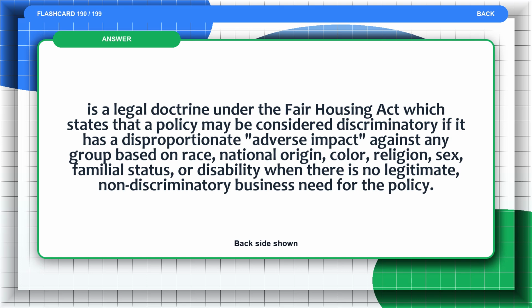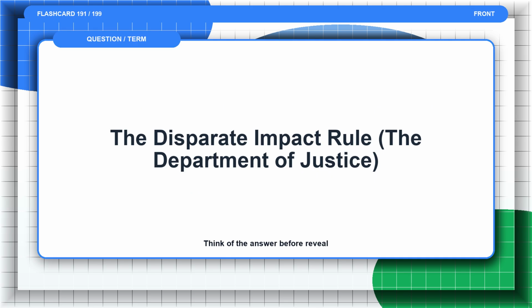The answer is a legal doctrine under the Fair Housing Act which states that a policy may be considered discriminatory if it has a disproportionate adverse impact against any group based on race, national origin, color, religion, sex, familial status, or disability when there is no legitimate, non-discriminatory business need for the policy. Flashcard 191. The disparate impact rule.